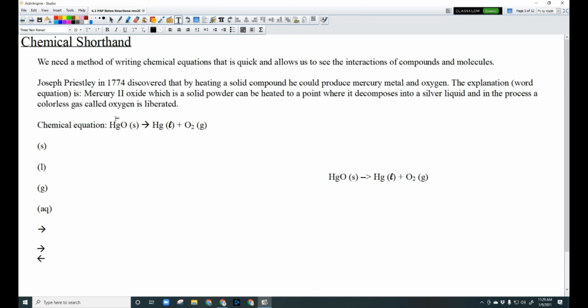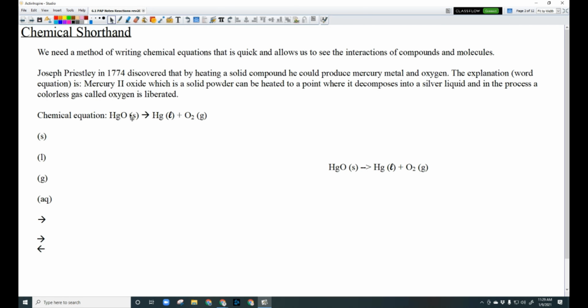So if we write the chemical equation, we're going to have HgO, which is mercury(II) oxide. It's a solid, so we put (s) in parentheses. And when it's heated, it breaks down into liquid mercury and oxygen gas. So the equation includes these abbreviations that you see. (s) in parentheses is solid. If you see something in parentheses after a compound or element, that's just telling you what state it is in.